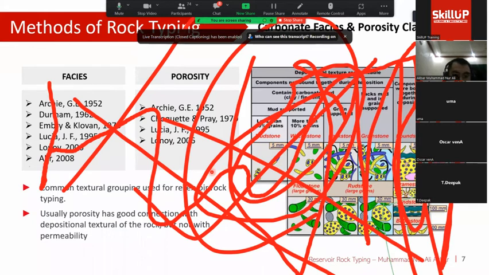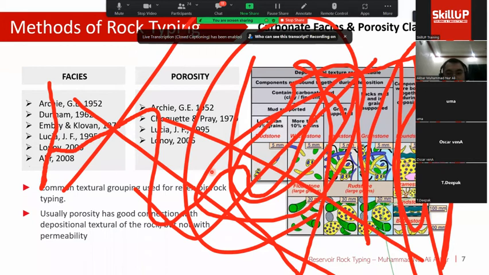So that's why, if we have good complete data, let's say the thin section, the routine core data, and special core data, we try to connect the grouping based on this texture and connect it with the porosity permeability.